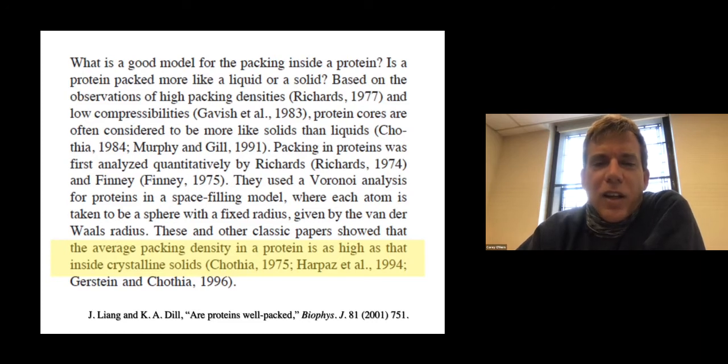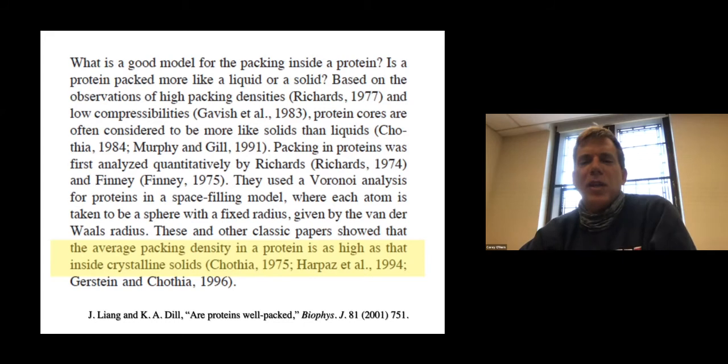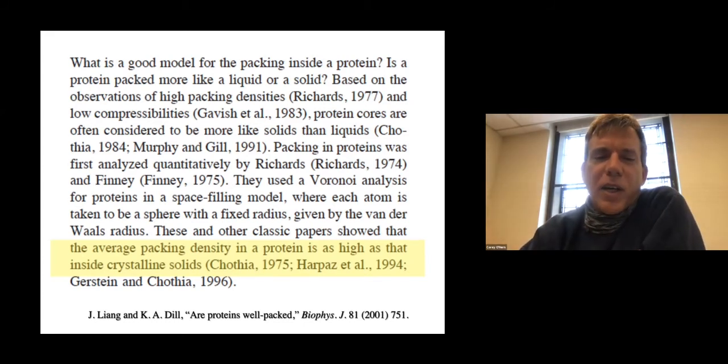Packing in proteins was first analyzed quantitatively by Richards. Richards is a real pioneer in this area, and he worked at Yale in the molecular biophysics and biochemistry department. Richards used a Voronoi analysis, which I'll talk about in detail in a couple of slides, for proteins in a space-filling model where each atom is taken to be a sphere with a fixed radius given by the van der Waals radius. These and other classic papers showed that the average packing density inside a protein is as high as that inside crystalline solids.